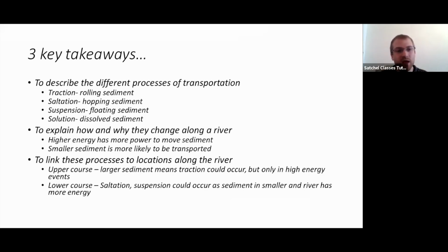And then just linking these different parts of the river, the different processes that we expect. So in the upper course, there's larger sediment, which means traction could occur, but it can only happen in high energy events. And in the lower course, we're looking at saltation, suspension, and probably solution as well, but more evidently saltation and suspension, as the sediment is much, much smaller and the river has more energy to move larger quantities of it.